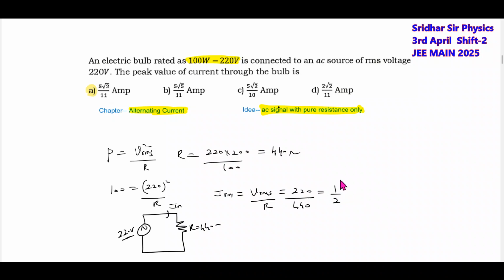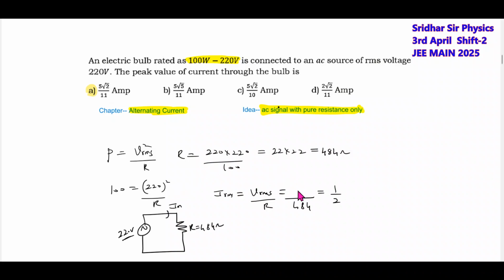The peak value of current is being asked. Okay, here is a calculation mistake. I think some calculations are needed here, so let me rewrite again. 22 into 22 will be 484 ohm. This 484 ohm, I'll connect it here. Then this will become 484.